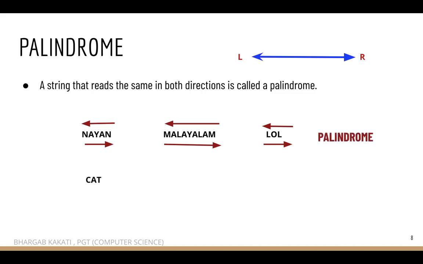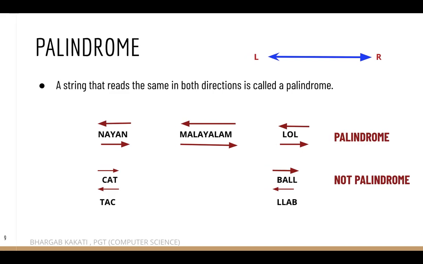Some examples of strings which are not palindromes are cat. If I read it from left to right, it is cat. If I read it from right to left, it is tac. So is it a palindrome? No, because it's not reading the same from both the directions. If I say ball, if I read it from left to right, it reads as ball. If I read it from right to left, it will read as llab. That means these are not palindromes.